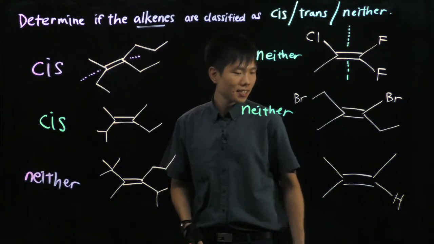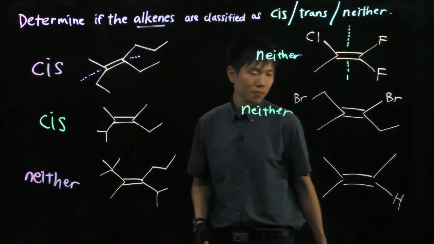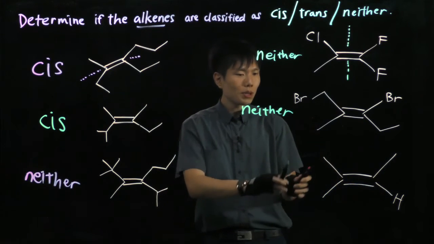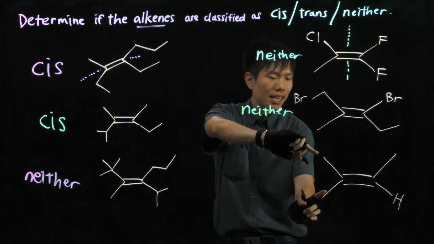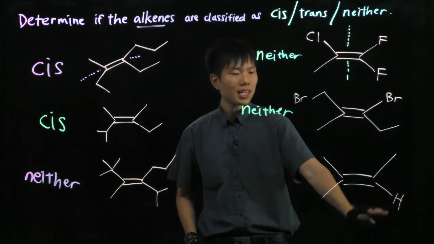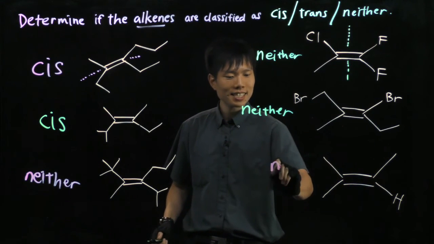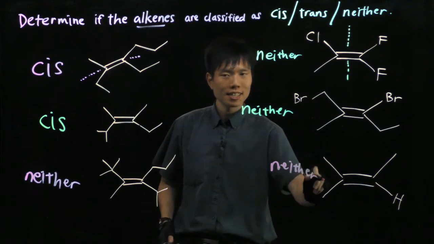For the last case, I see a methyl, methyl, methyl, and H. When you have 2 of the same kind of groups attached to the same carbon in an alkene bond, it just makes it unable to have cis or trans. So again, this is neither.